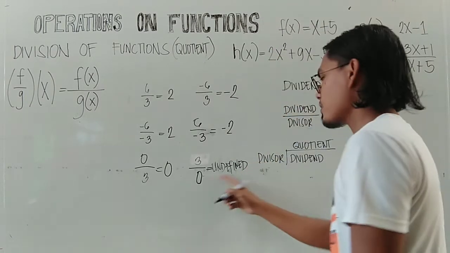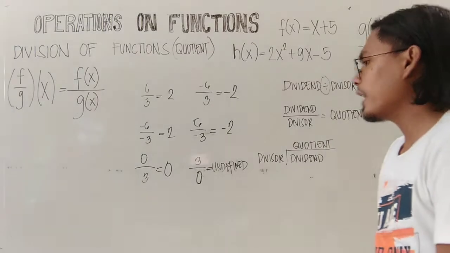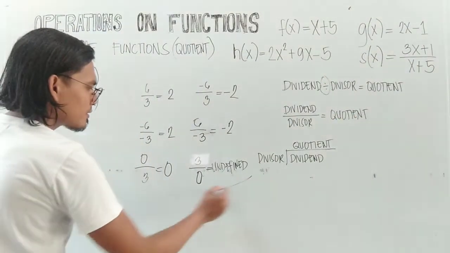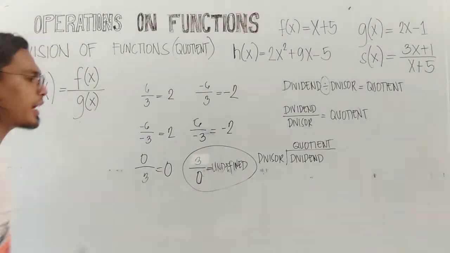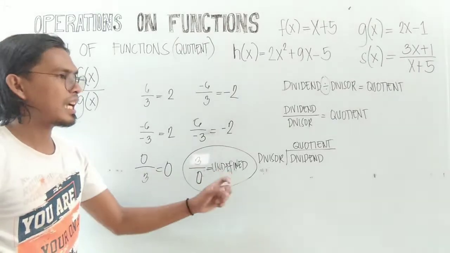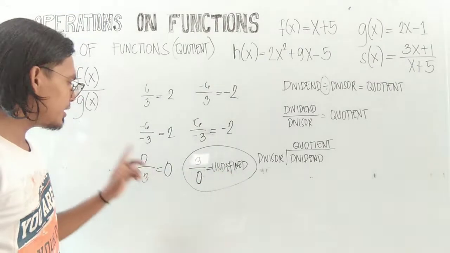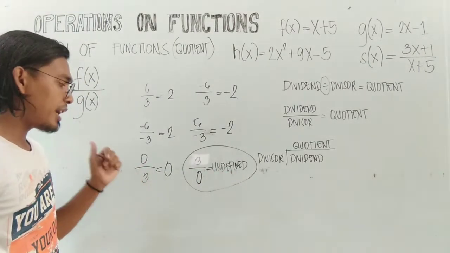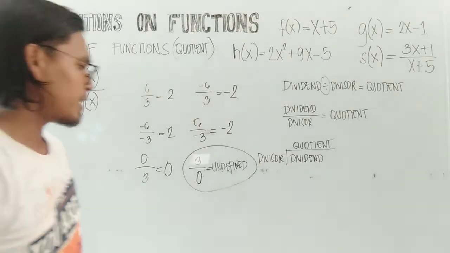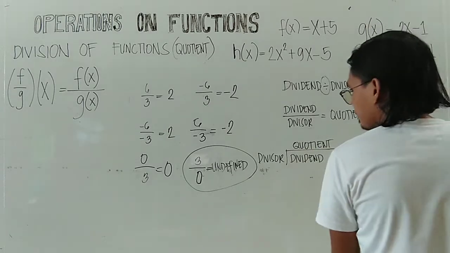Or some books you can say not defined or undetermined. Okay? So please bear this in mind, that any number divided by 0 is undefined. But 0 divided by any number is equal to 0. Okay? So I guess that we are clear with that.